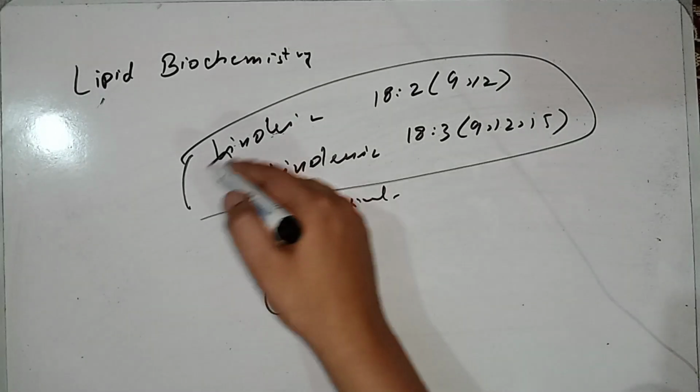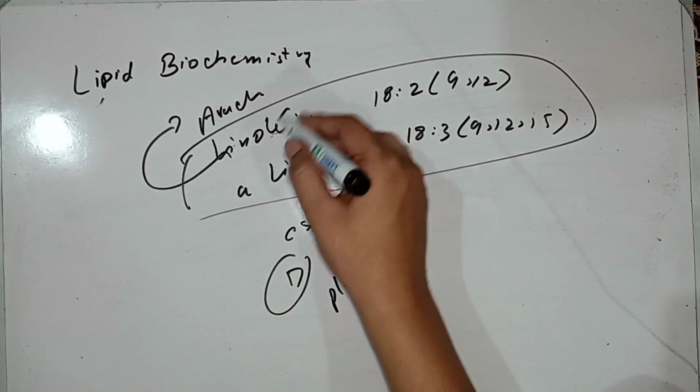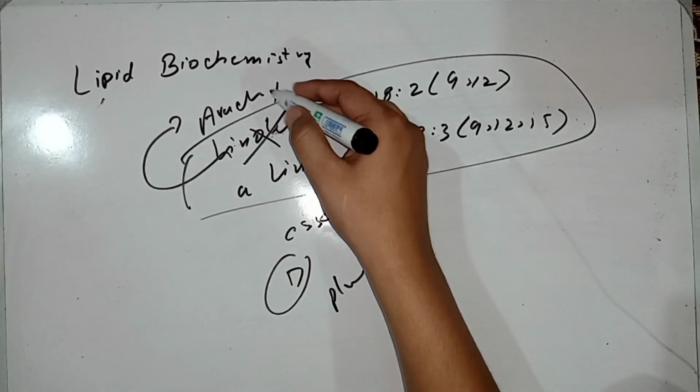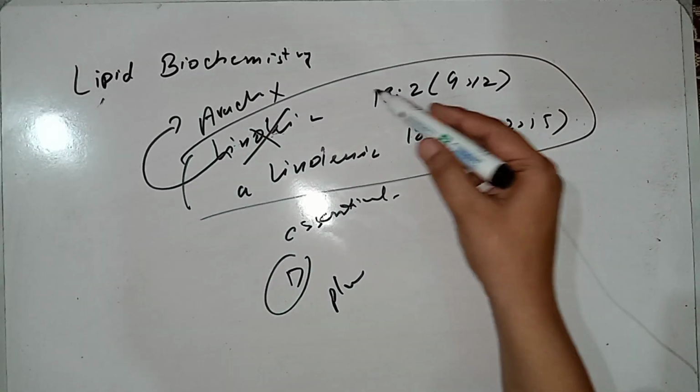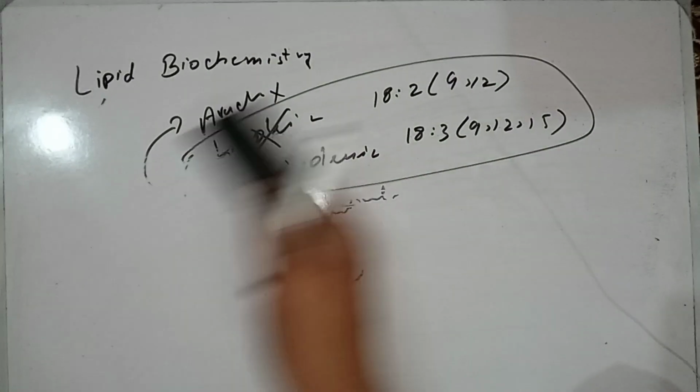And linolenic acid also synthesizes arachidonic acid. So if linolenic acid is deficient, arachidonic acid also becomes deficient or essential. So these fatty acids are essential, we cannot synthesize them, and they must be supplied by diet, and they usually come from a plant-based diet.